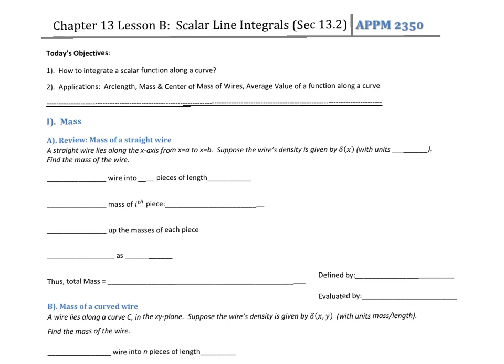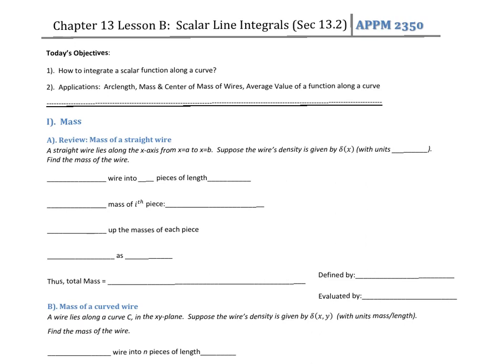Okay, so this is our second lesson from chapter 13. And last time we were looking at scalar surface integrals, and now we're going to take it down a dimension and think about what happens if we'd like to integrate, for example, along a wire and figure out the mass of a wire given the density of the wire at any point.